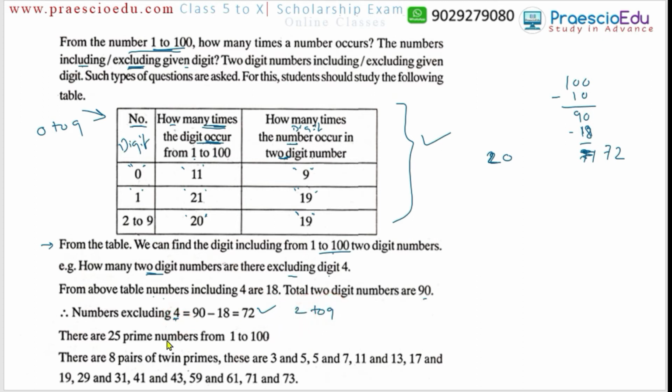So these 72 numbers come, and this criteria is the same applicable for 2 to 9. Now there are 25 prime numbers from 1 to 100. This is very important information, as in the earlier previous video also we have seen how many prime numbers there are from 1 to 100. There are 25 numbers.